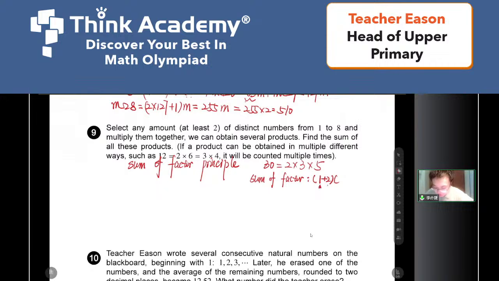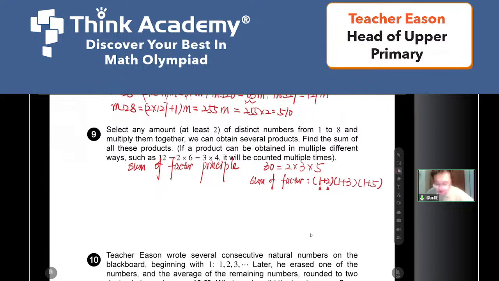So if we use the 2, it's a 2. And for the prime factor 3, also two choices: not use and use. For 5, not use and use. So for each prime factor, we have two choices. After we add them together, for each of these choices, we add them together and we times them together. So this is the sum of factors of 30. I believe all of you know the sum of factor principle.